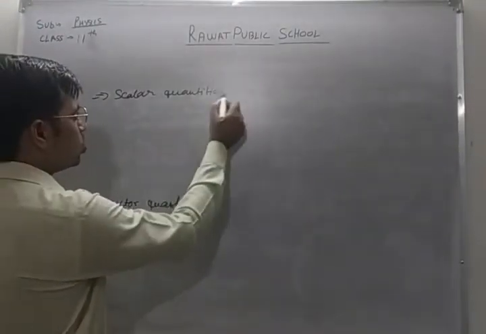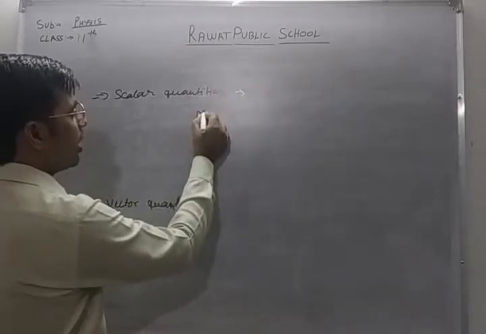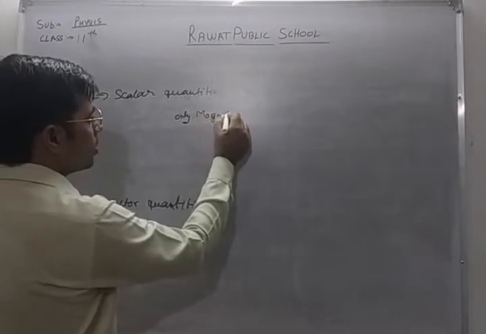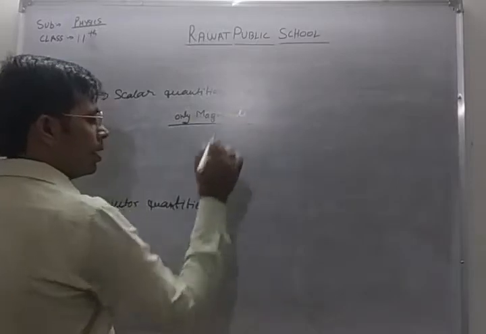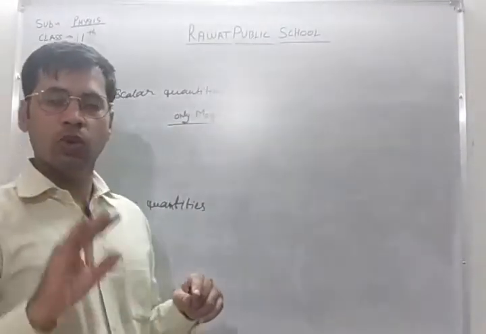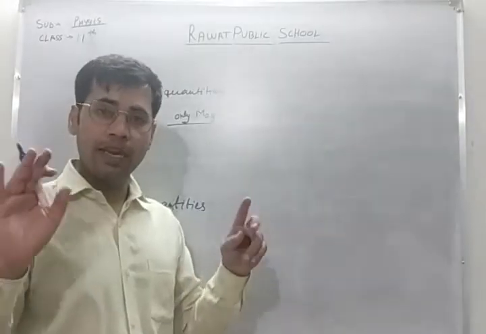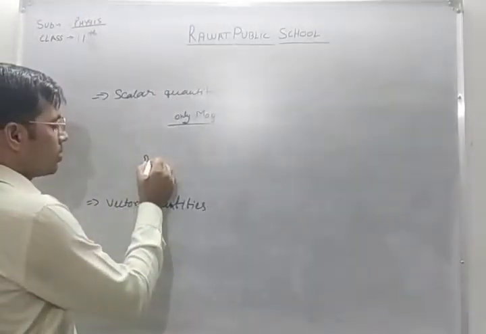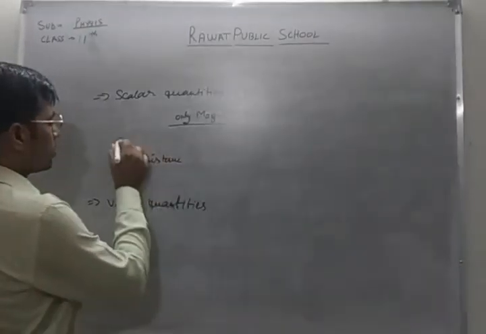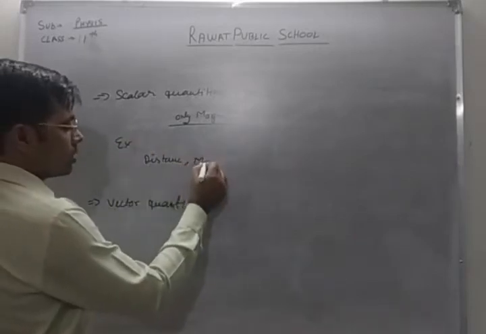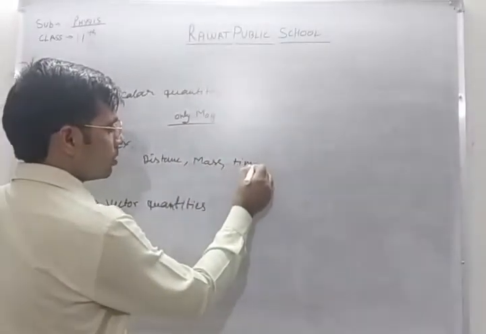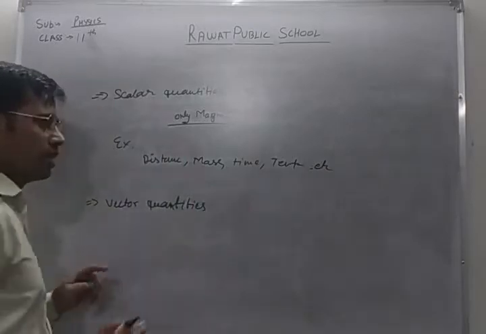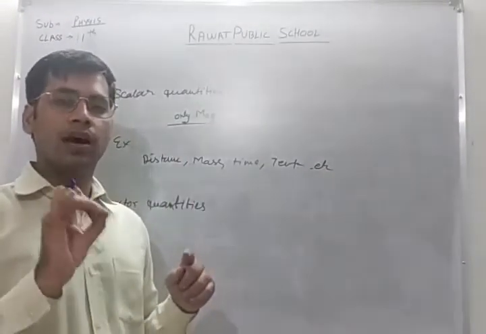Scalar quantities are those quantities which have only magnitude. Magnitude means numerical value only. Those quantities which have only numerical value are scalar quantities. Okay, just like distance, mass, time, temperature, and etc. Many scalar quantities are there, which give us only a magnitude.